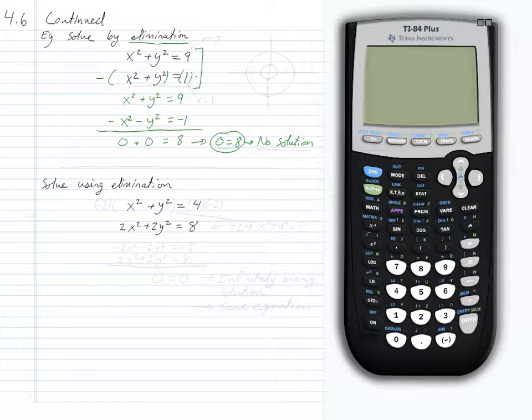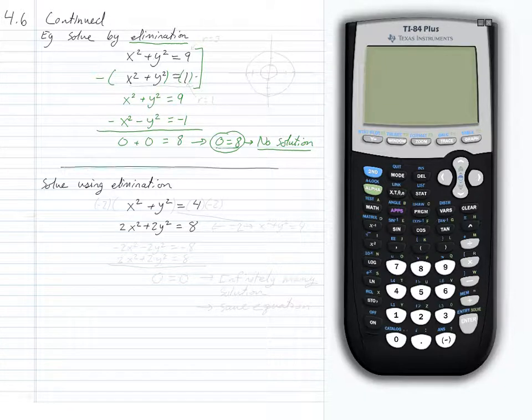And this goes back to exactly the same concept that we saw when we solved systems of linear equations. When you end up with something nonsensical, all of your variables canceling, and you end up with an equation you cannot solve, if that equation is false, then there's no solution. If the equation is true, then we would say there are infinitely many solutions, because the graphs that we're looking at are both the same.